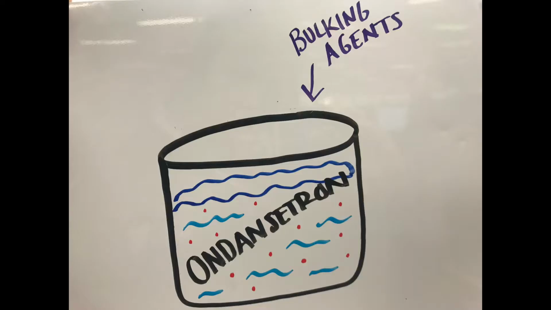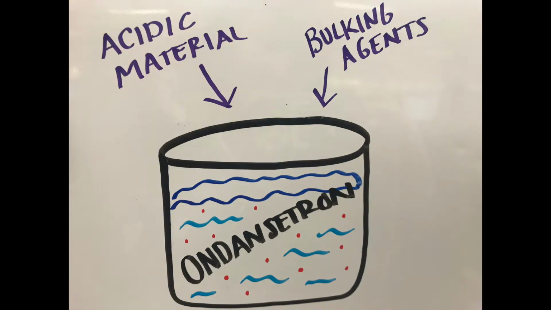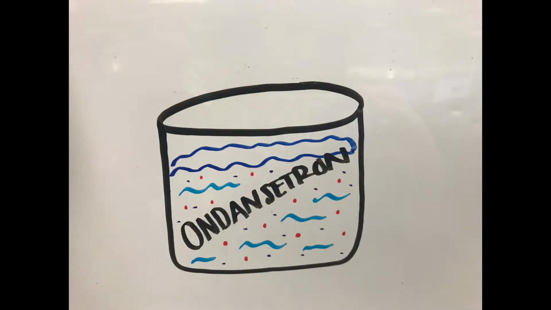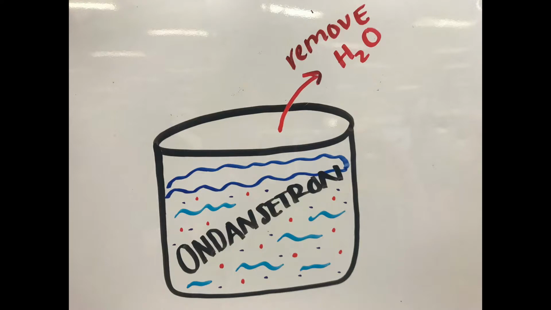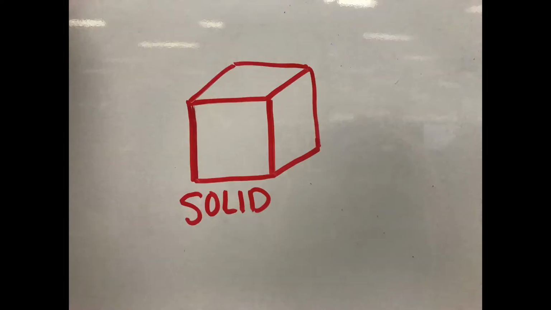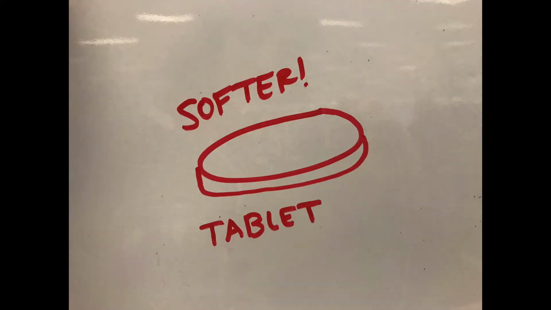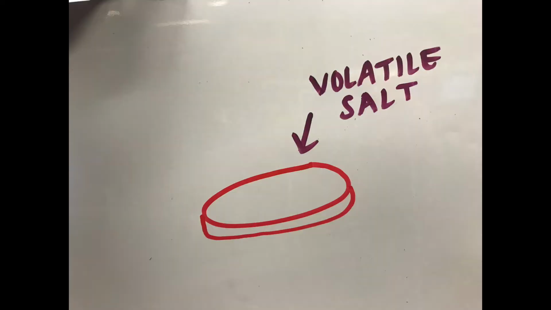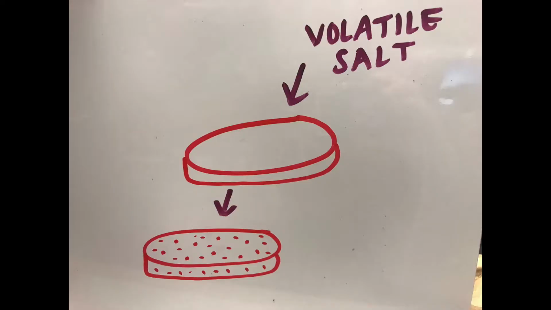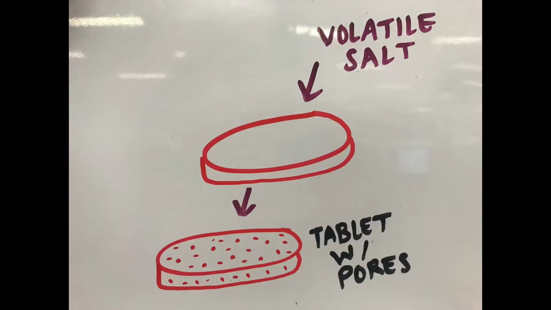Then, bulking agents and acidic material are added to increase the ability to break down in solution. Afterwards, all the water is removed from the drug to make a hard solid. Then polyethylene glycol is added to make the solid softer to form tablets. Then a volatile salt is added to create pores in the tablet to increase solubility.